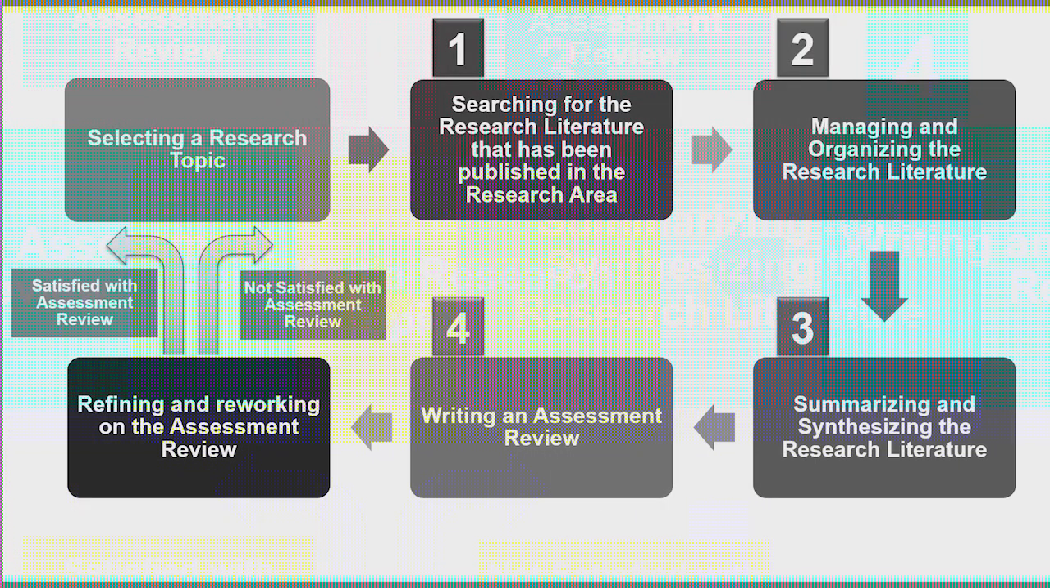The methodology consists of one pre-process step, namely selecting a research topic. Then, designing of review of literature consists of 4 key steps, namely searching for the research literature that has been published in the research area, managing and organizing the research literature, summarizing and synthesizing the research literature, and then writing an assessment review. The process also has got a post-process step called refining and reworking on the assessment review.